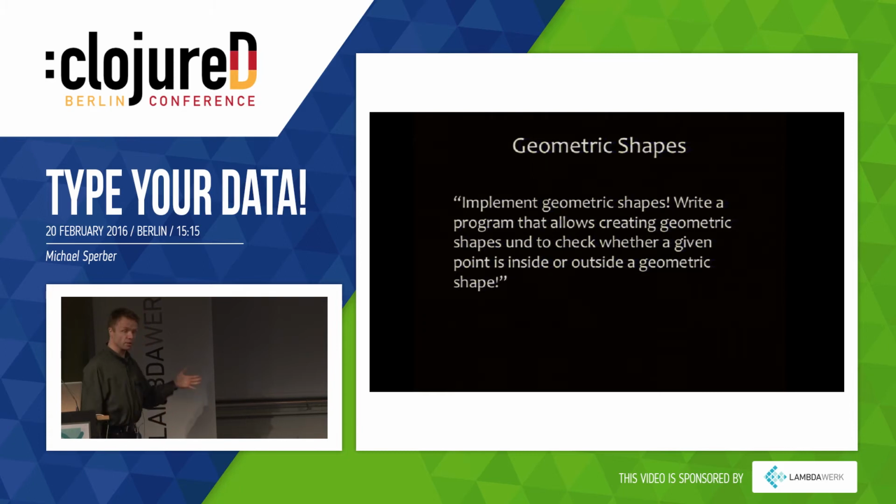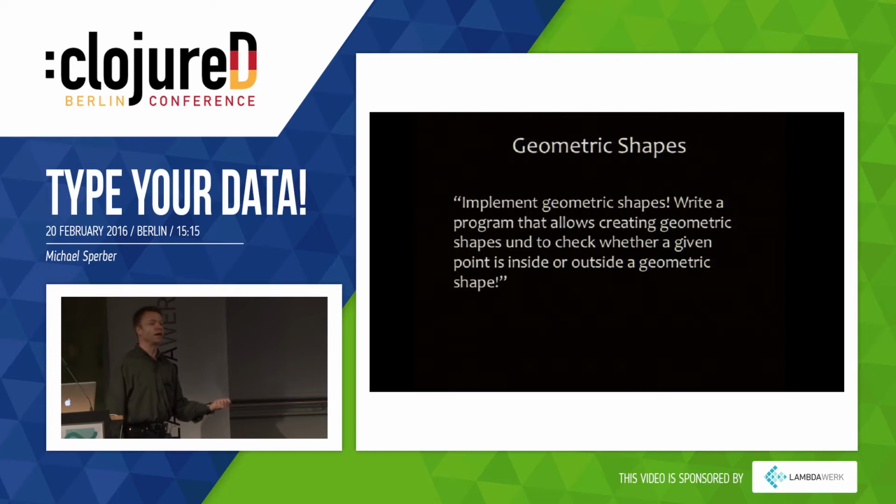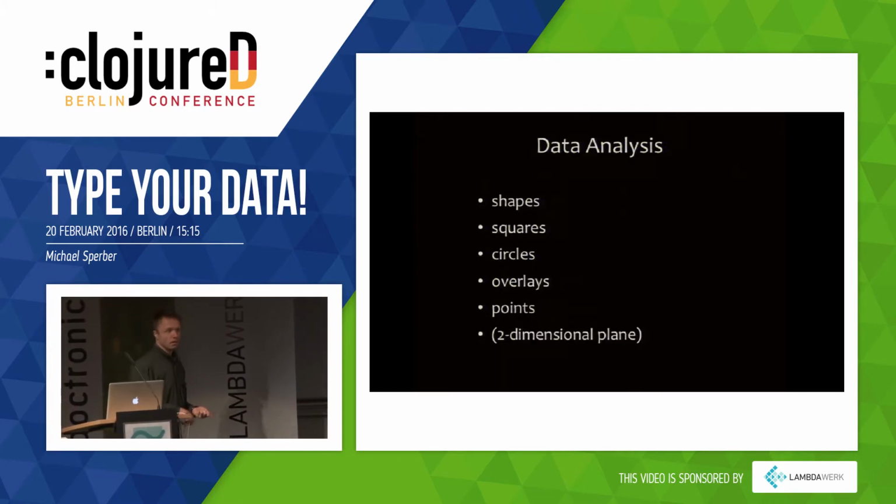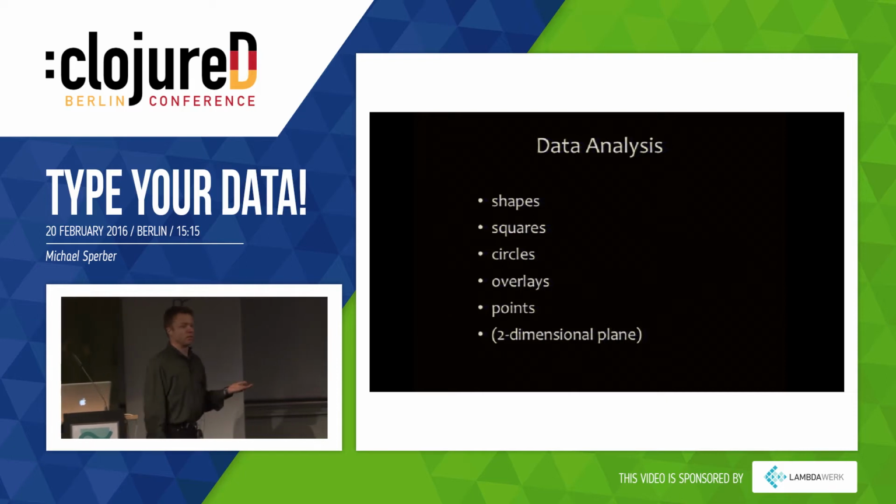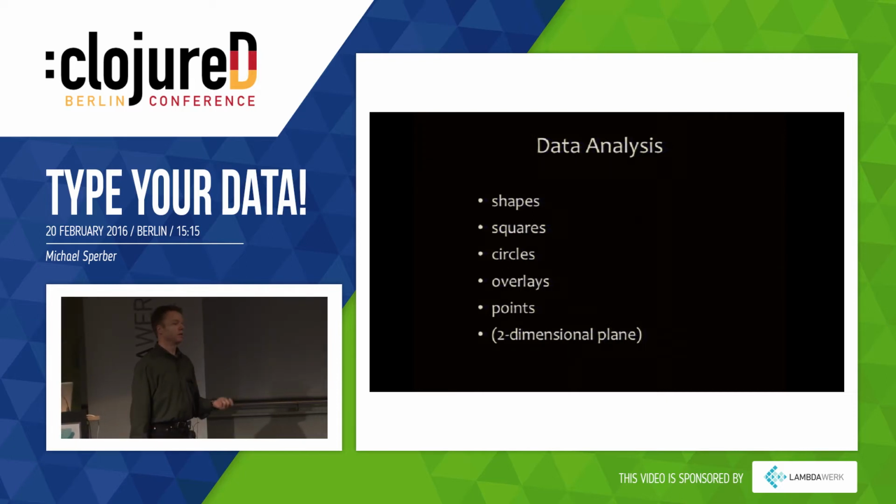And it says, well, implement geometric shapes, design a representation, and write a program that will figure out whether a given point is inside or outside a geometric shape. And so the data analysis step of the design recipe says, well, you start by looking at the interesting nouns in your problem statement. And the interesting nouns in this case, well, it's about geometric shapes, so I'm just going to say shape from now on.